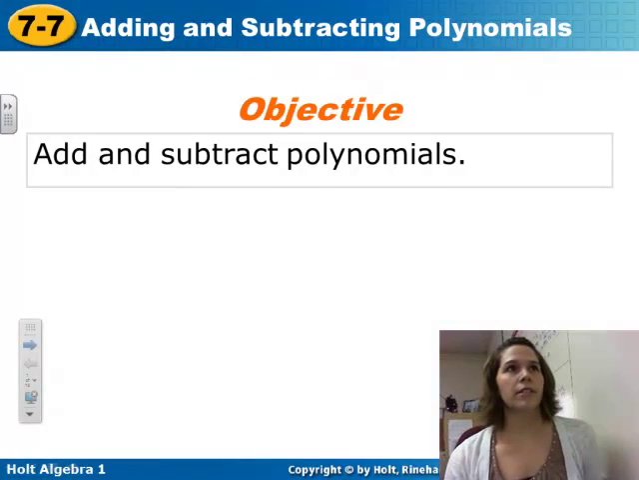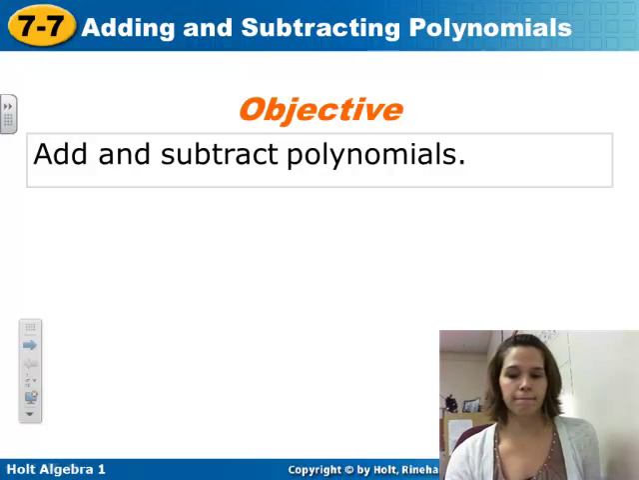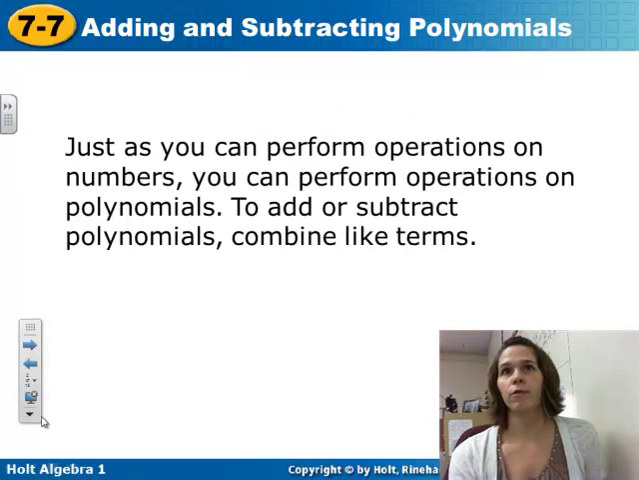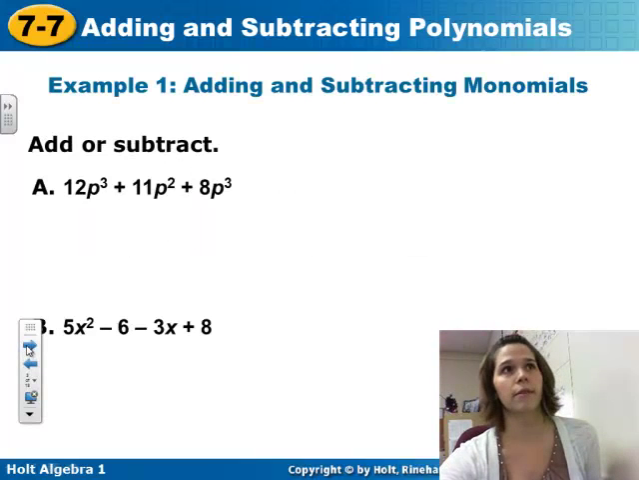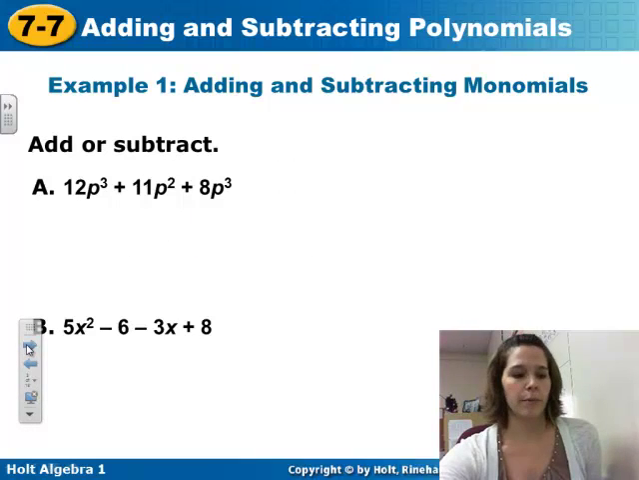Okay, today we're going to deal with 7.7, adding and subtracting polynomials. Just as you can perform operations on numbers, you can perform operations on polynomials. To add or subtract polynomials, combine the like terms, just as we've been doing for chapters now. So let's take a look at our first examples.